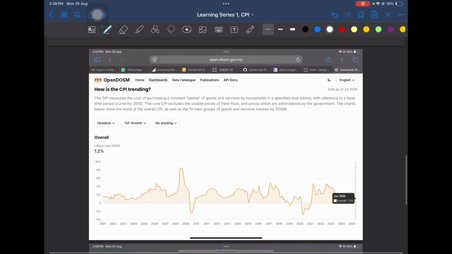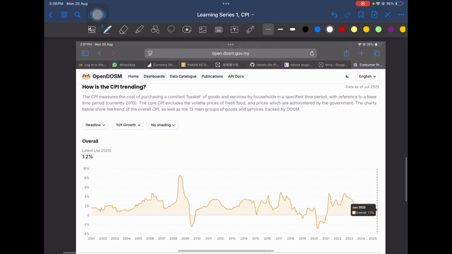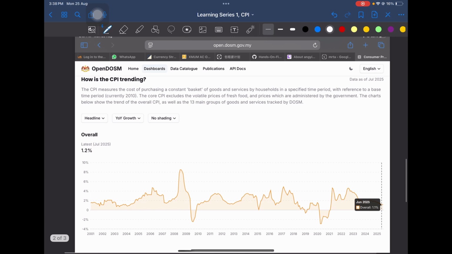So over here, we'll be looking at the historical data for CPI in both Malaysia and the US. Here we can observe the latest one is at a level of 1.2%, which is quite healthy in the sense that the price of our goods is increasing very slowly, and we have been able to maintain it from 2023 until now, staying very steadily below 2%.